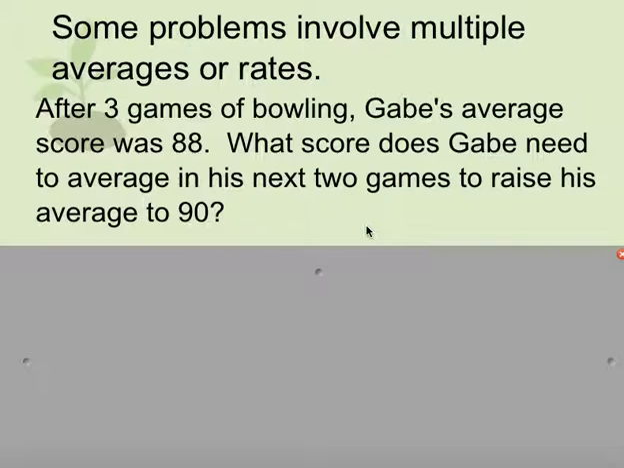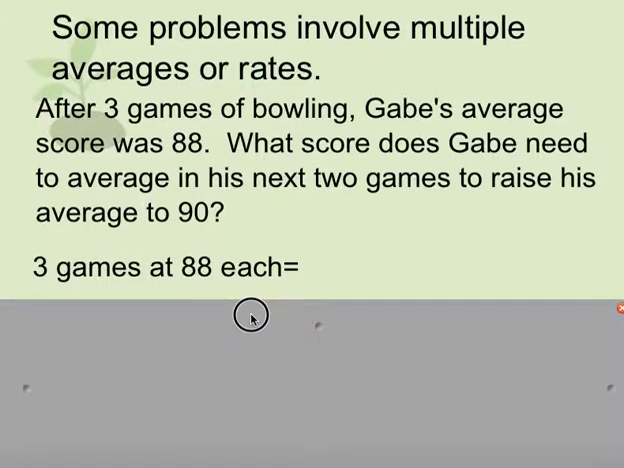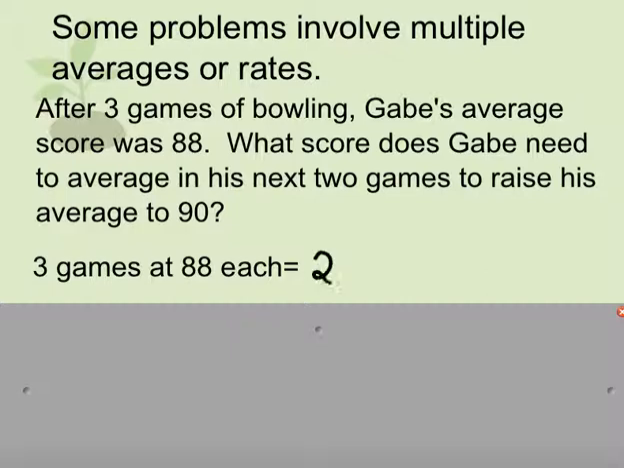After 3 games of bowling, Gabe's average was 88. What score does he need to average 90 in his next 2 games, to raise his average to 90 with 2 more games? Which means I need to figure out, okay, how many pins did he knock down if he got 88 in each of those 3 games? So we multiply and we say, you know what, he got 264, okay, 264 total points in those 3 games.